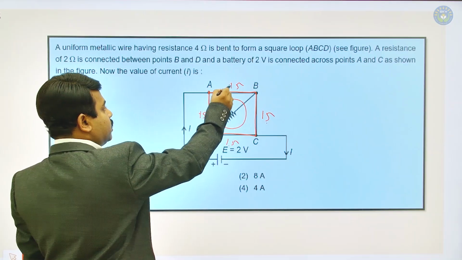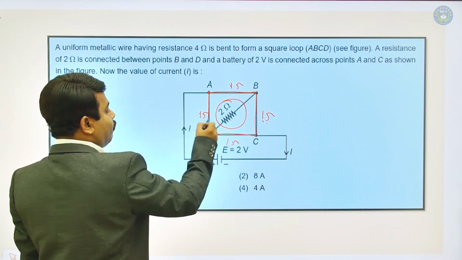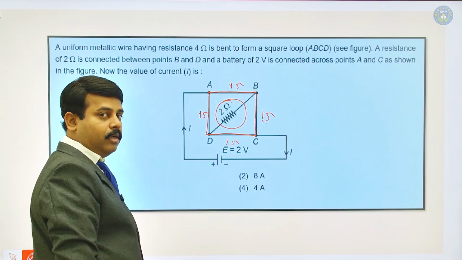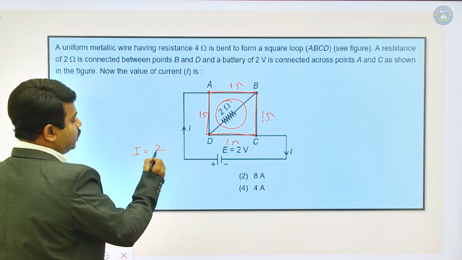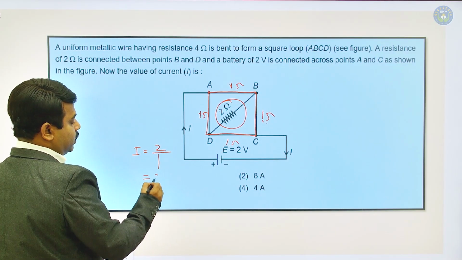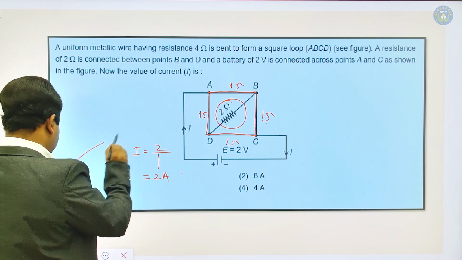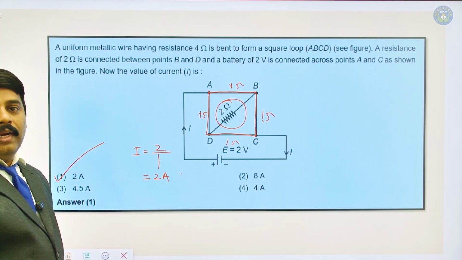Then what is the effective resistance? 1 plus 1, 2. Here 1 plus 1, 2. 2, 2 in parallel. Then effective resistance is 1. Then what is the net current? Net voltage divided by effective resistance, that is 2 ampere. Option 1 is correct, right?